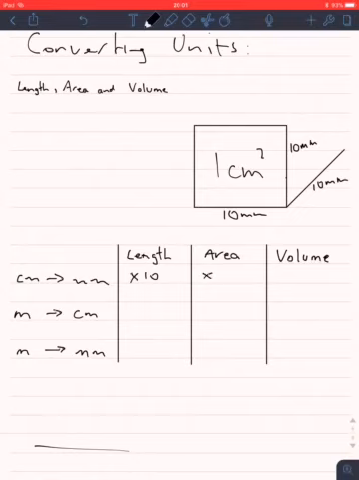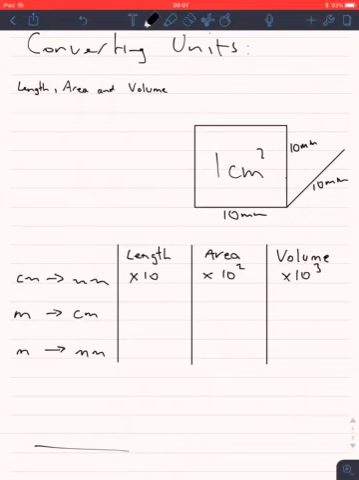Area, because it's times 10 in two directions, becomes times 10 times 10, which I'm going to write as times 10 squared. And volume is times 10 times 10 times 10 in the 3 dimensions, which I'm going to write as times 10 cubed.